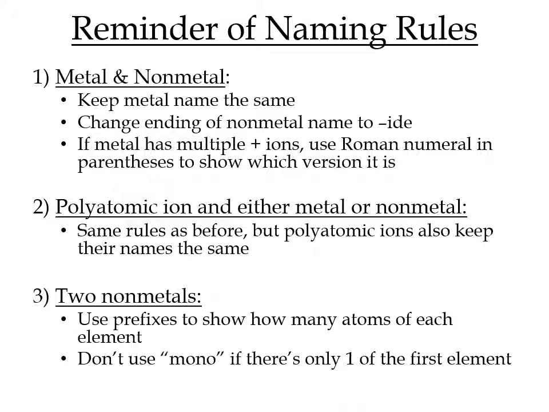Before you can do anything, just look at your molecule and see what's actually in it. How many different types of elements are there? Are there only 2 types of elements? Are there more than 2 types of elements? If there's just 2 types of elements, you could either have a metal and a nonmetal, or 2 nonmetals together.